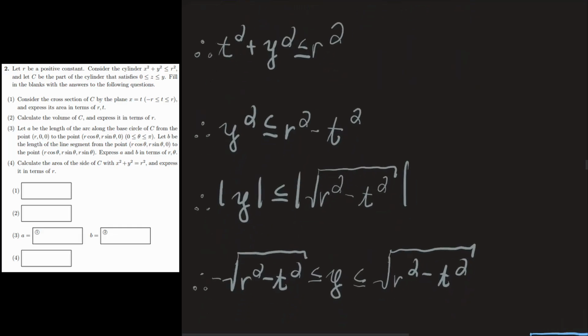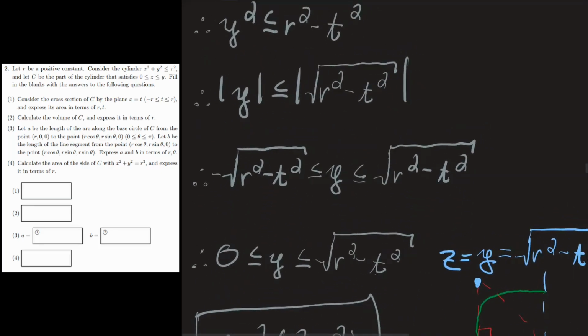Or put another way, we have that the value of y is between negative of this square root and positive of this square root. But of course, the question also says that y is greater than or equal to 0. So actually the bounds of our y is between 0 and this positive square root.